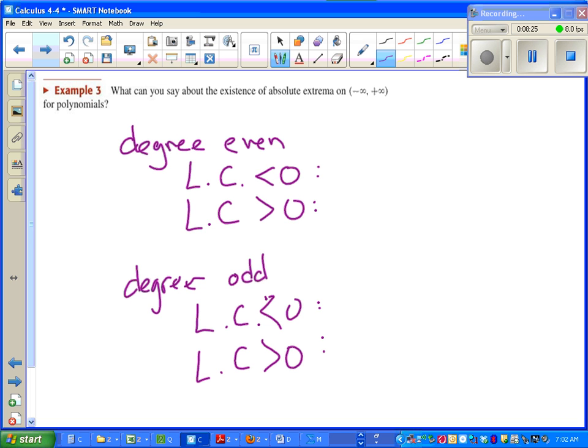For instance, if we have an even degree with a leading coefficient less than 0, we know that both ends are going to go down. So what are we going to have? A maximum somewhere. We don't know where it is, but we know there's going to be one. Try to put the word max or min. It should actually be absolute max or min. For the other three, pause the video, see if you get the same answer as I did.